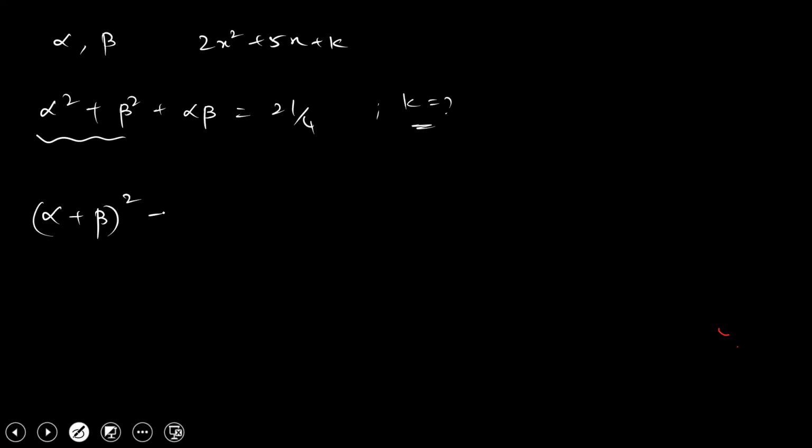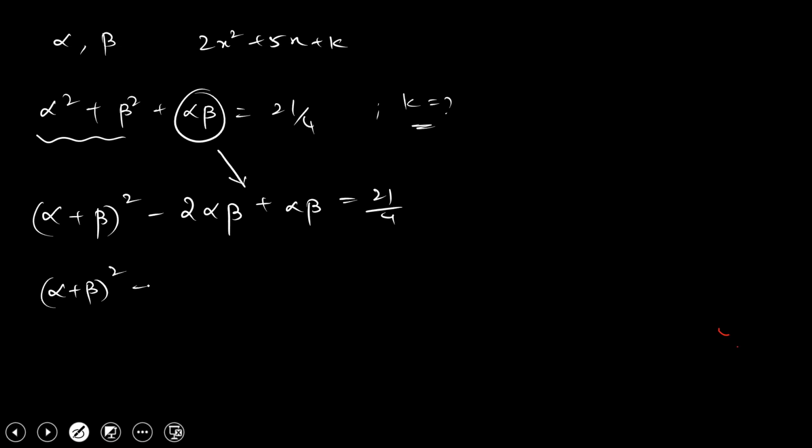Think and tell me. Minus 2 alpha beta. No, I meant the whole thing. I understood, but I wanted to find out what is the value for the first. So alpha plus beta the whole square minus alpha beta is equal to 21 by 4.